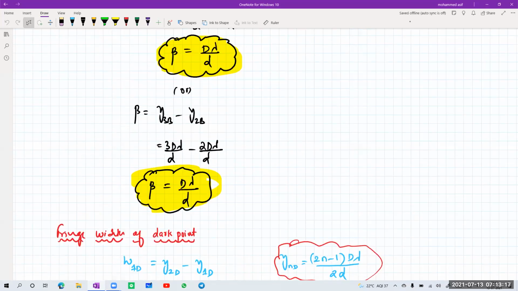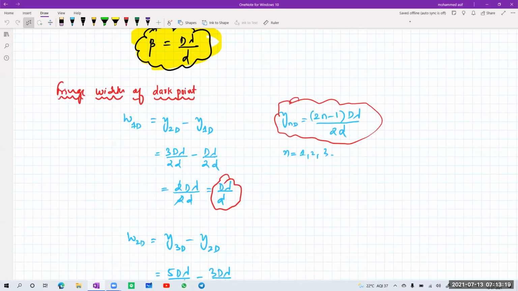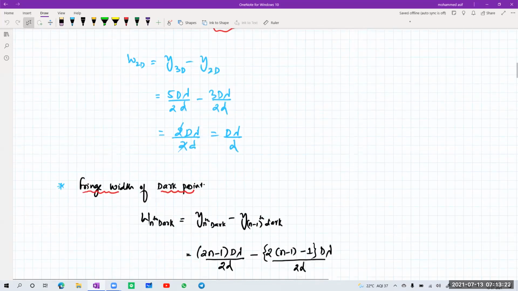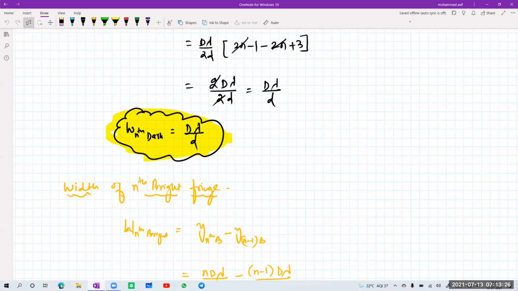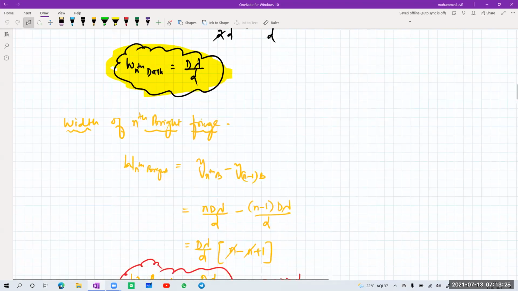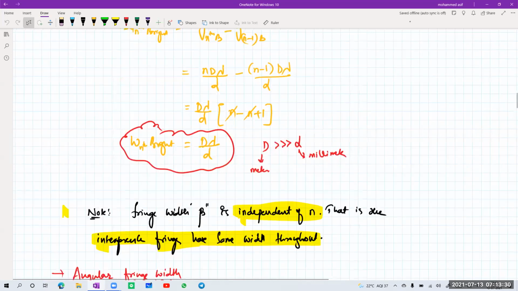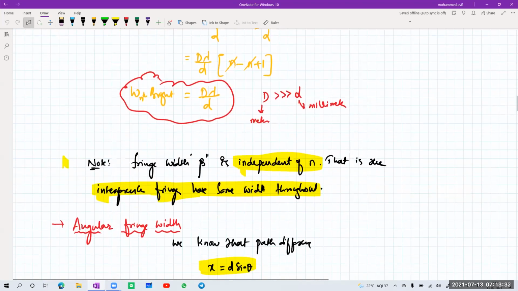Even if we take the dark points and simplify, you will get the same formula. So fringe width is nothing but equal to D lambda by d. The width of the nth bright fringe is also D lambda by d by definition. So I can say that fringe width is independent of n, and that is, interference fringes have the same width throughout the experiment.